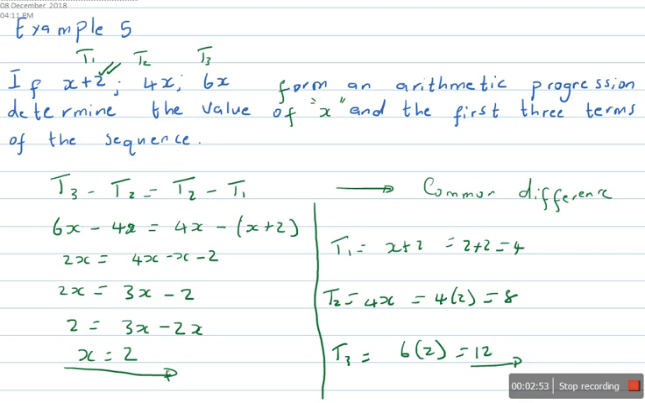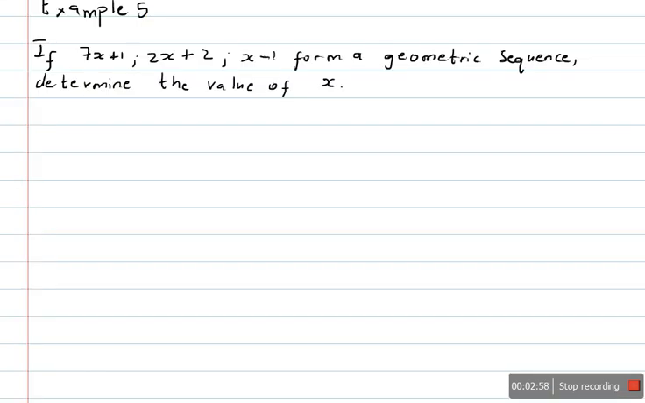Right. So let's move on to geometric progression, geometric sequence. If 7x plus 1, 2x plus 2, and x minus 1 form a geometric sequence, determine the value of x. So since it's geometric, let's say t3 over t2 is equal to t2 over t1. Why? Simply because there is a common ratio, right? It's a common ratio on this side.